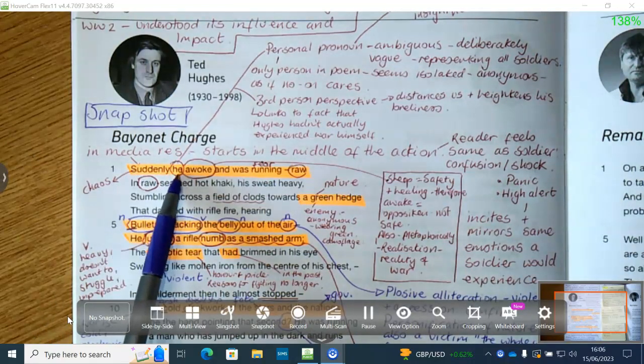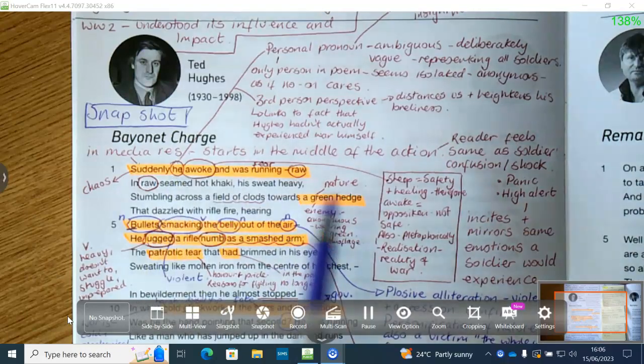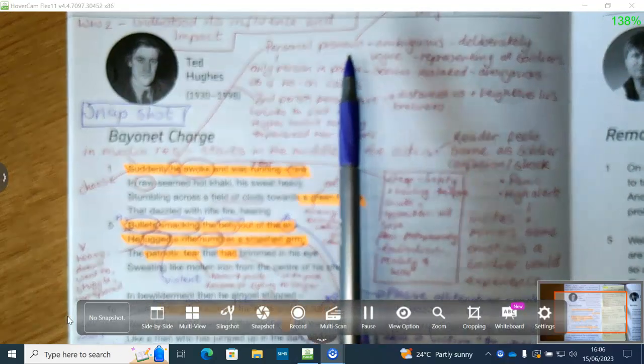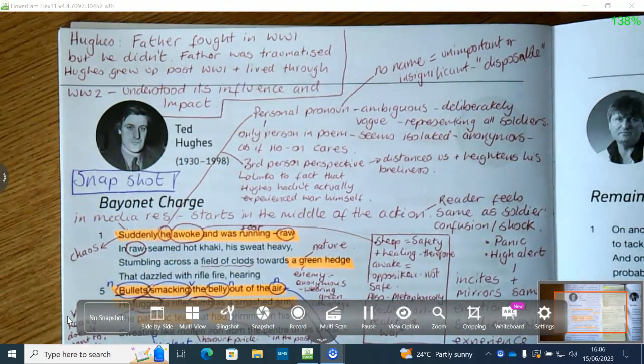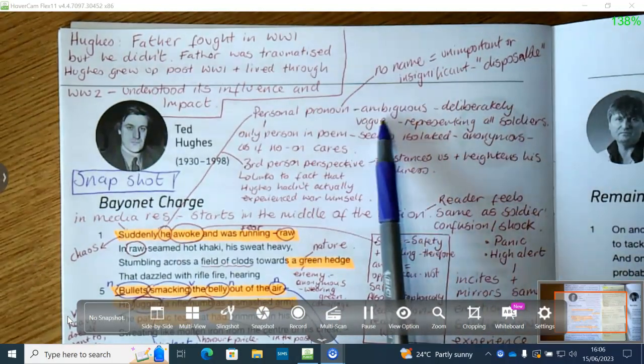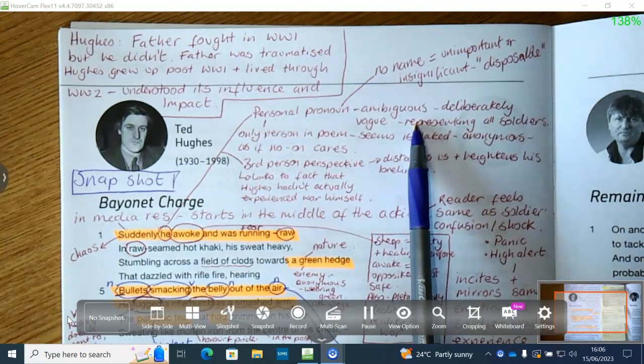First word, we can then say quite a lot just about this little word, he. Suddenly he awoke and was running. Firstly, the writer's using a personal pronoun. I'm just going to pull my notes down so that you can see what I've got written up here. The personal pronoun here is ambiguous. The soldier's got no name.